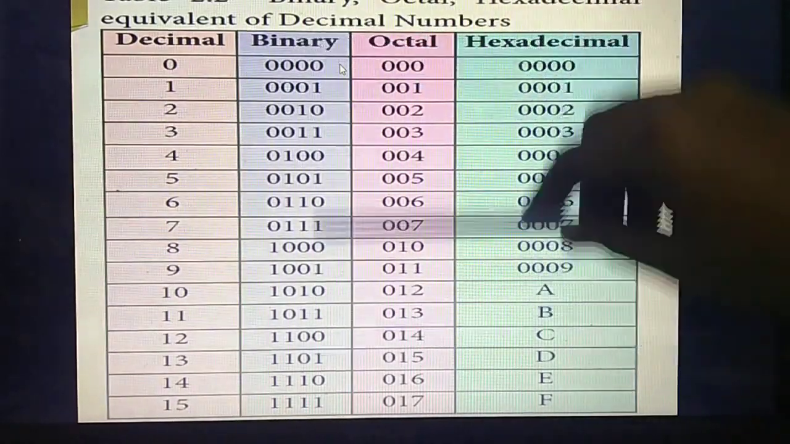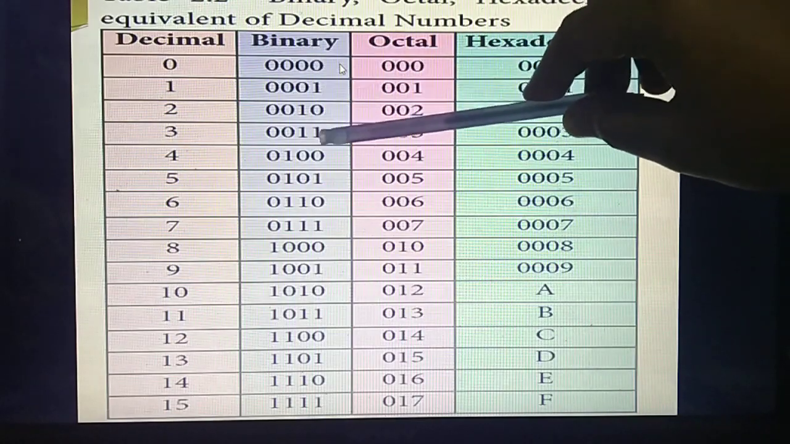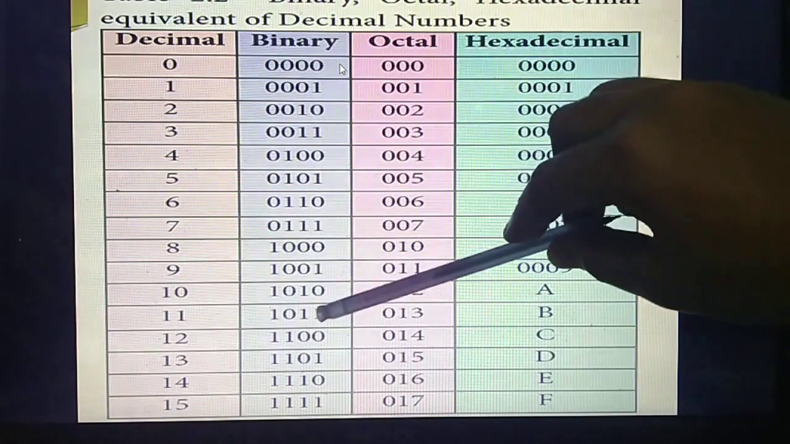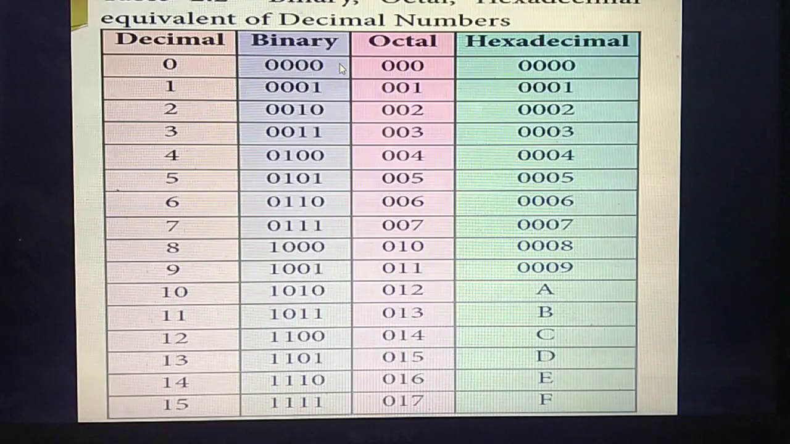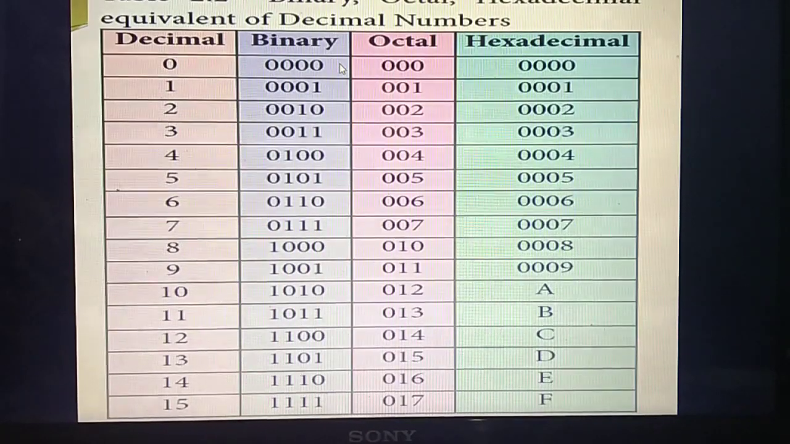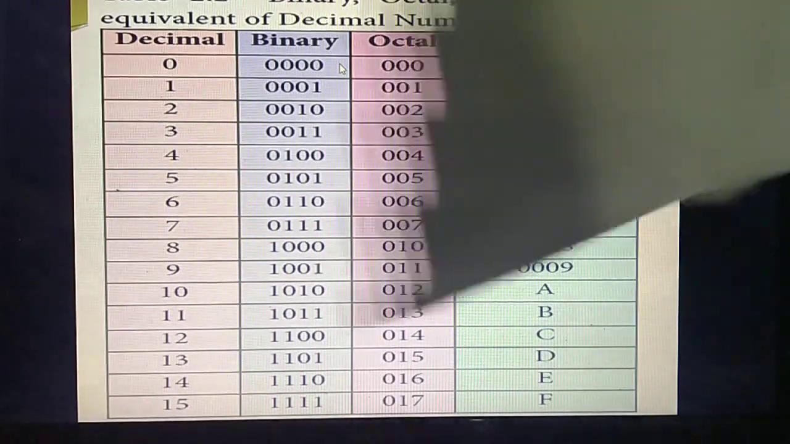First, on this side you should write 0, 1, 0, 1, 0, 1, 0, 1, 0, 1, 0, 1, till 15. Understand how many numbers there are? Till 15. 0, 1, 0, 1, 0, 1. Likewise you should write.